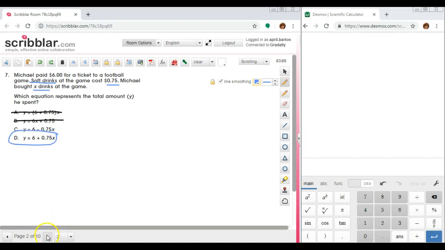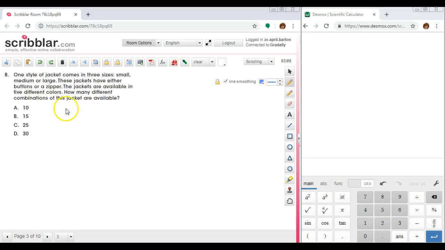Problem 8. One style of jacket comes in 3 sizes: small, medium, or large. So 3 sizes, that's an important part. These jackets have either buttons or a zipper. So it doesn't list it here, but that means there's 2 options here.